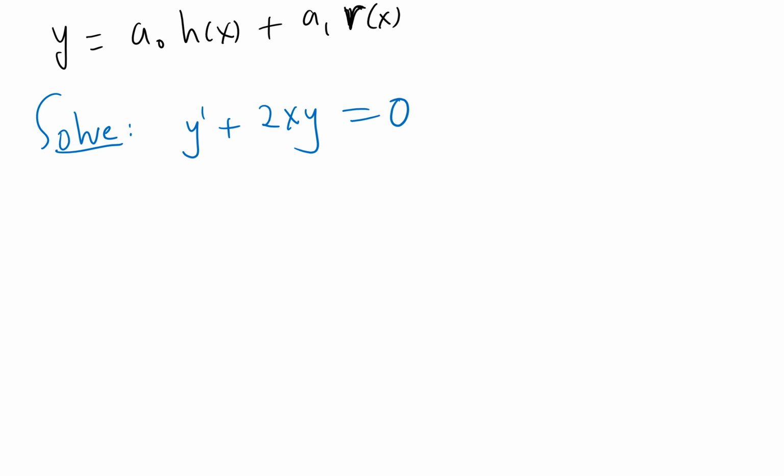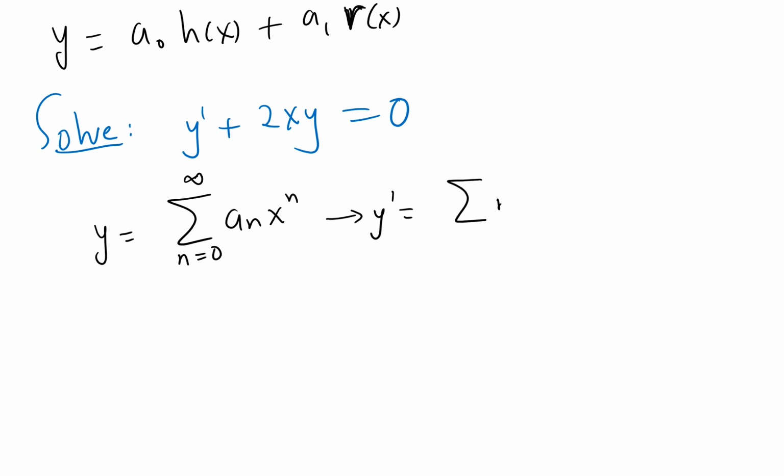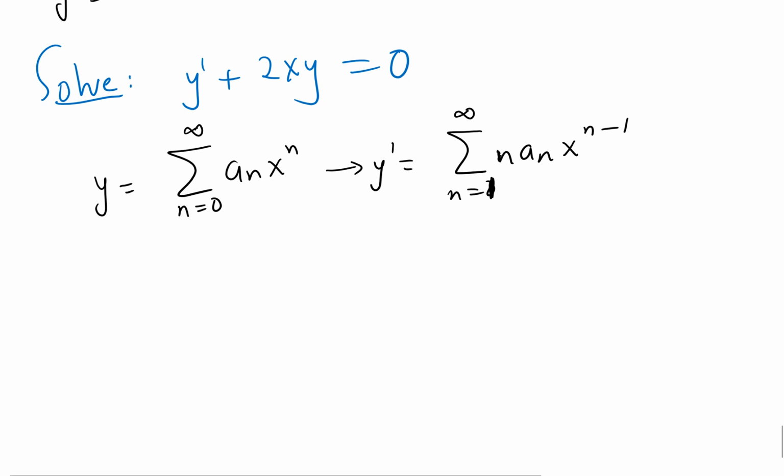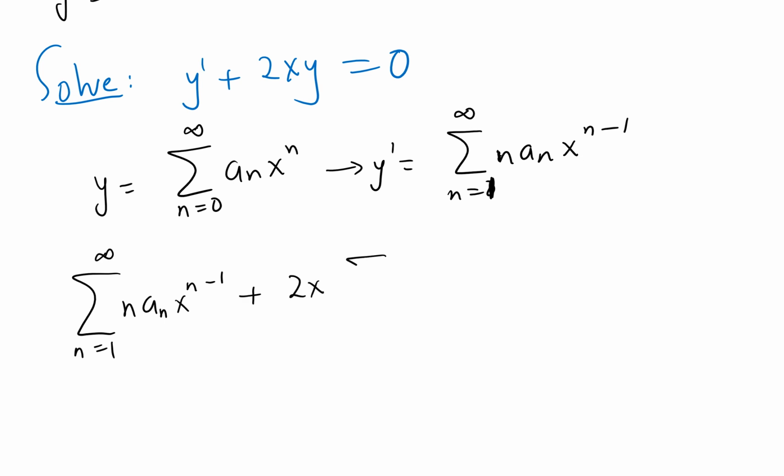So we start with letting y equal the sum a n x to the n. From here we find y prime, n a n x to the n minus 1. But again, you can put n equals 1 here. Then substitute. So the sum from 1 of n a sub n x to the n minus 1, plus 2x times the sum from n equals 0 to infinity of a n x to the n equals 0.